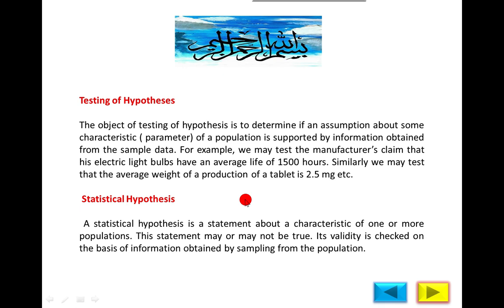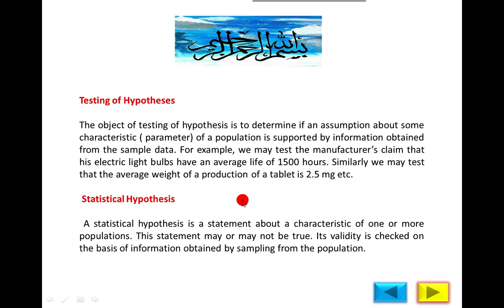So I will first explain the definition of the testing of hypothesis. What is the testing of hypothesis? What is the purpose of testing of hypothesis? And when do we use the testing of hypothesis?